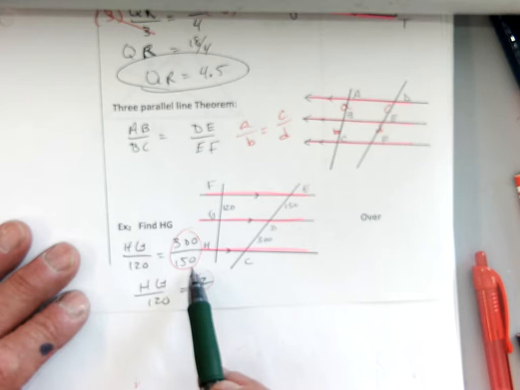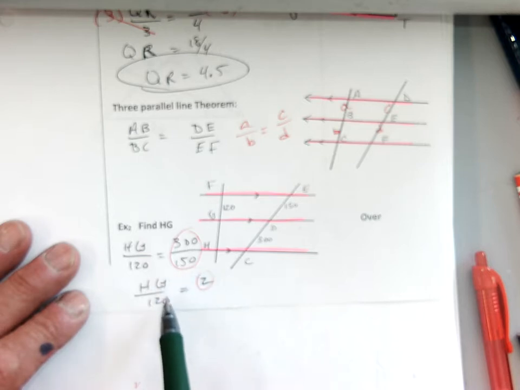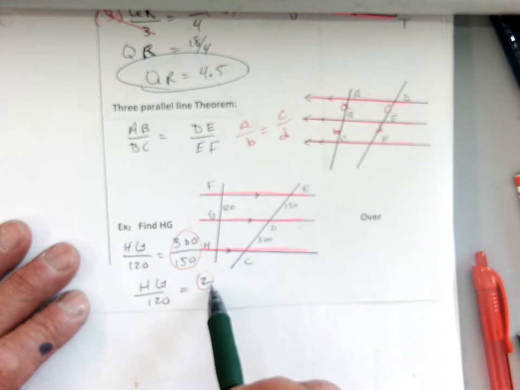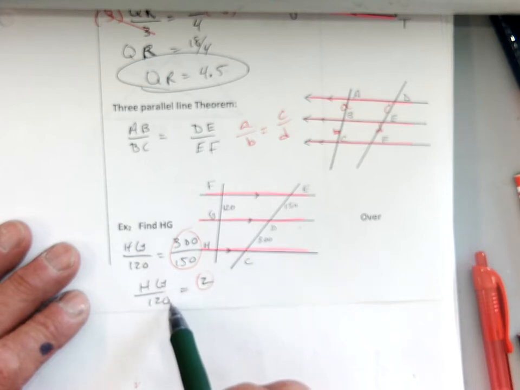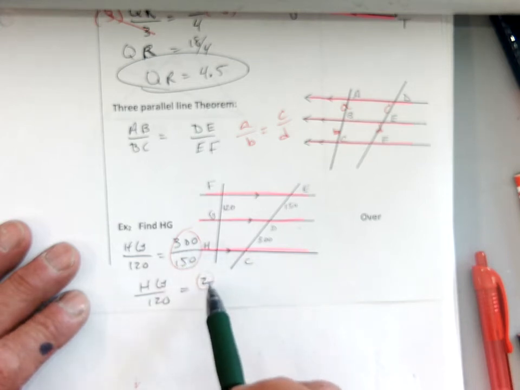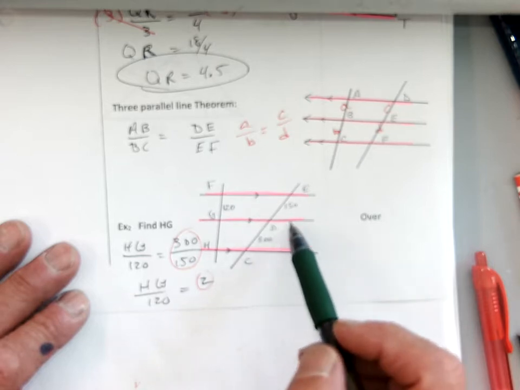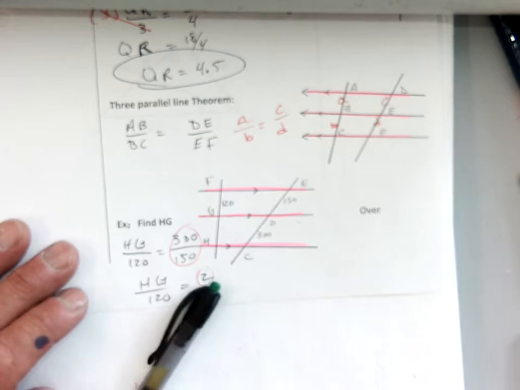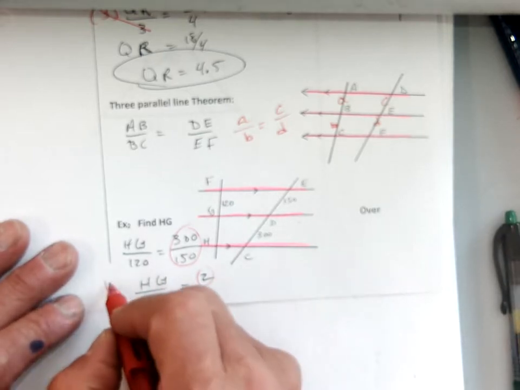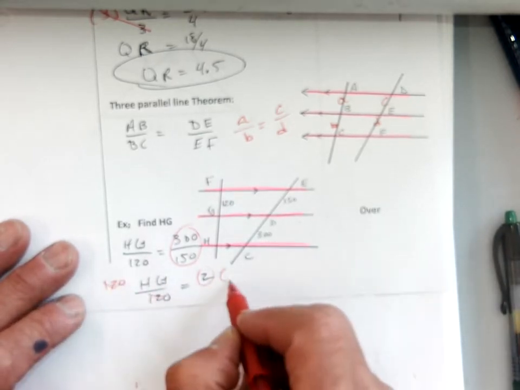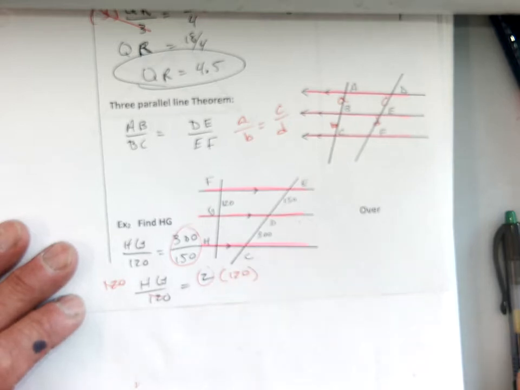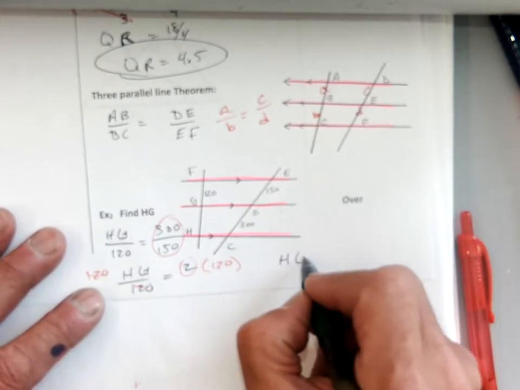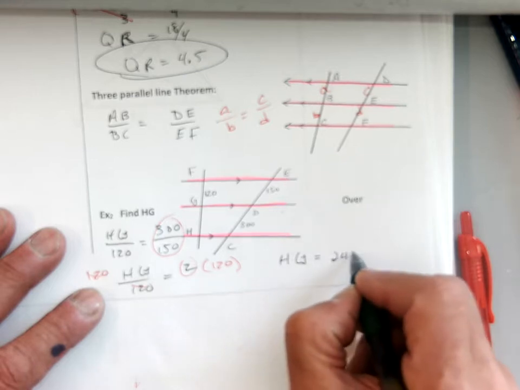300 and 150? The one up where? No, under. 2? HG over 120? No, that. Yeah, I'm sorry, it's blurry. I don't know why it's blurry. That's HG. So then I multiply both sides by 120, Reese. Multiply by 120. And I get the value of HG to be 240. Okay.